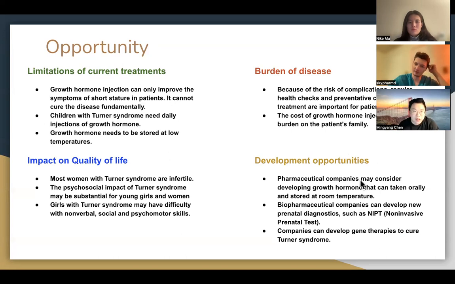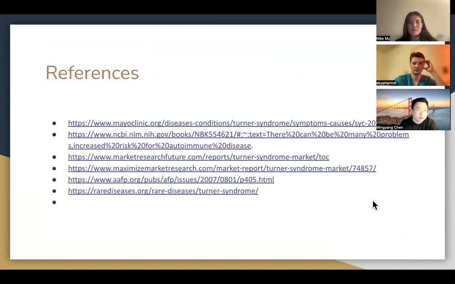And this disease impacts the quality of life. Most women with Turner syndrome are infertile. The psychosocial impact of Turner syndrome may be substantial for young girls and women. Girls with Turner syndrome may have difficulty with nonverbal, social, and psychomotor skills. Because of these reasons, there are many development opportunities. The pharmaceutical company may consider developing growth hormone that can be taken orally and stored at room temperature. And biopharmaceutical companies can develop new prenatal diagnoses such as NIPT, and companies can develop gene therapies to cure Turner syndrome. Next slide. There are some references, and thank you for listening.